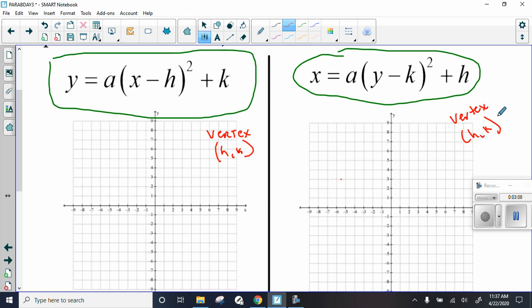So this parabola can either open up when it's a positive a or down when it's a negative a.